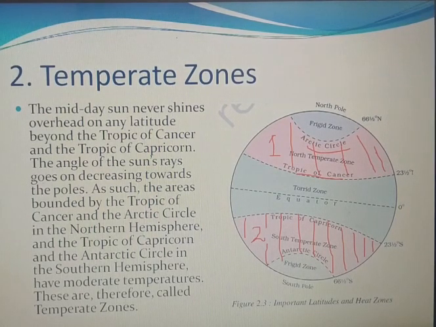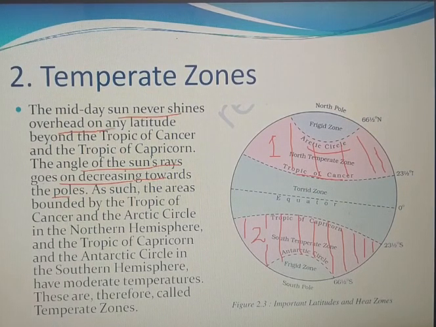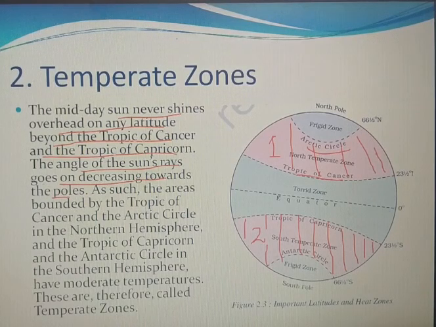They wrote one sentence that the angle of the sun's rays goes on descending towards the pole, and yes, the sun never shines overhead on any latitude beyond the Tropic of Cancer and the Tropic of Capricorn. The sun is never going to shine overhead here, but the thing is that these two areas are going to have a moderate temperature. And these two areas we call the temperate zone.